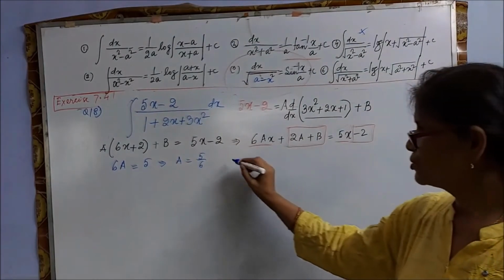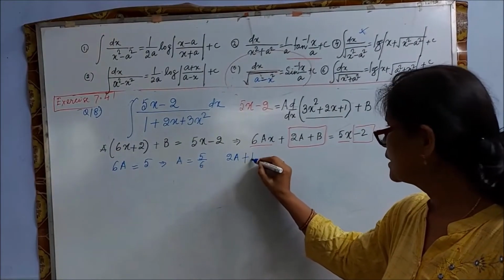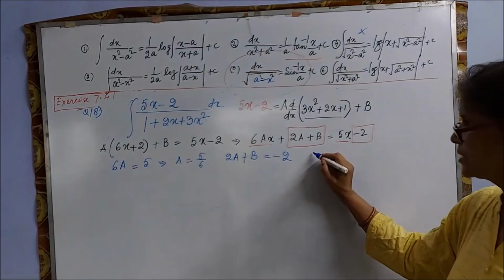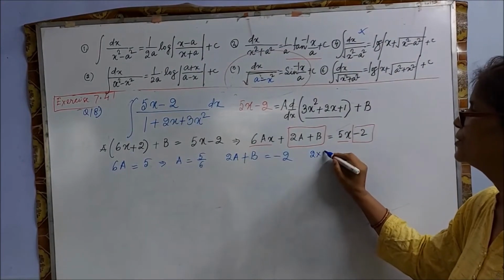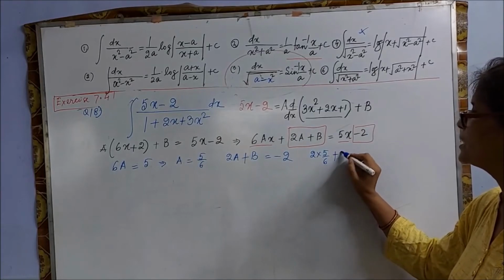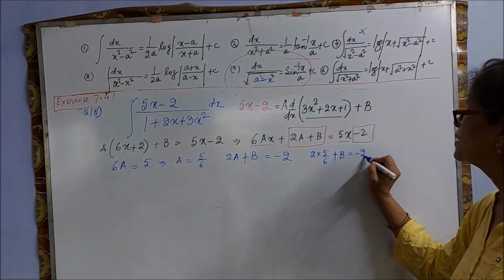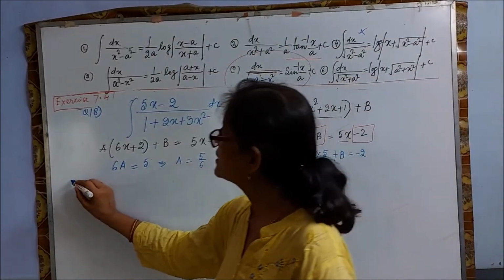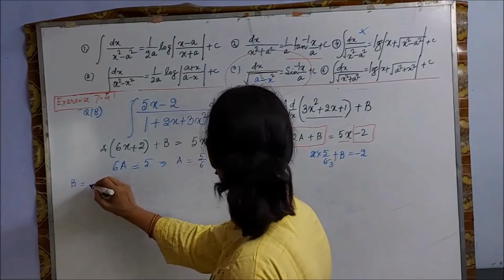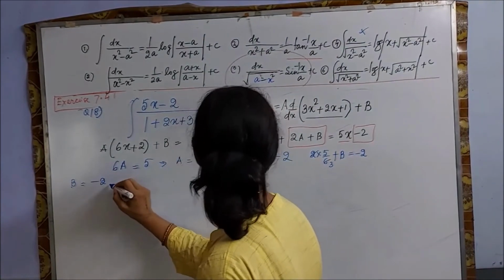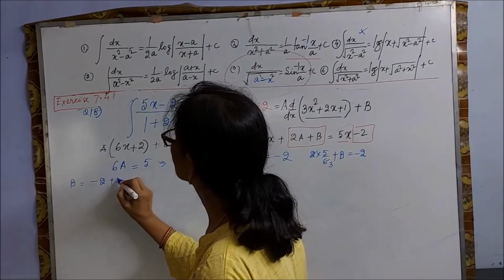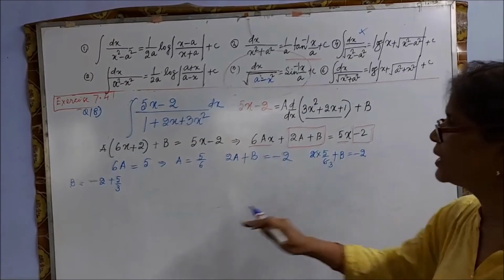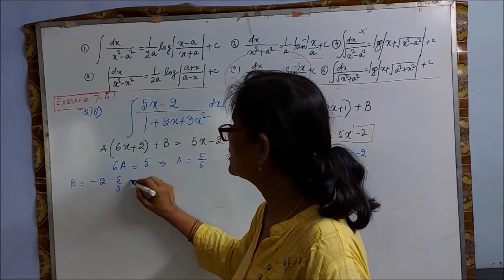Next, coming to the constant. Twice a plus b is equal to minus 2. Put the value of a. a is how much? 2 into 5 by 6 plus b is equal to minus 2. So this will be 5 by 3. So how much will b be? b is equal to minus 2 minus 5 by 3. You can check whether I have done it correctly or not. b is equal to minus, it will be minus. Then it will be minus 11 by 3.